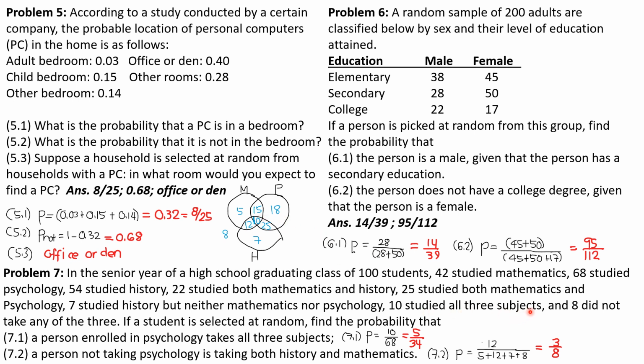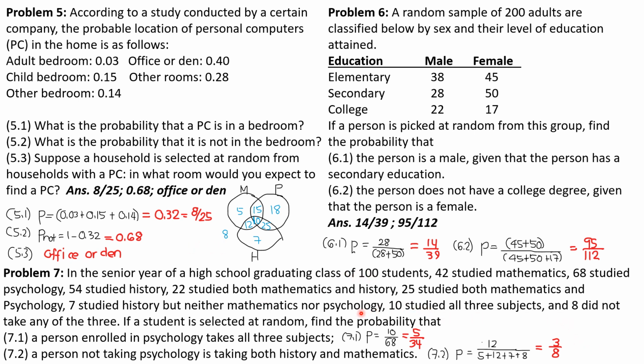Then we should proceed with the space common to 2. By the way, we have here 8 did not take any of the 3 subjects. These are the areas common to all the 3, or students taking at least one subject, so 8 should be placed outside. And the sum of these numbers here is, of course, 100.